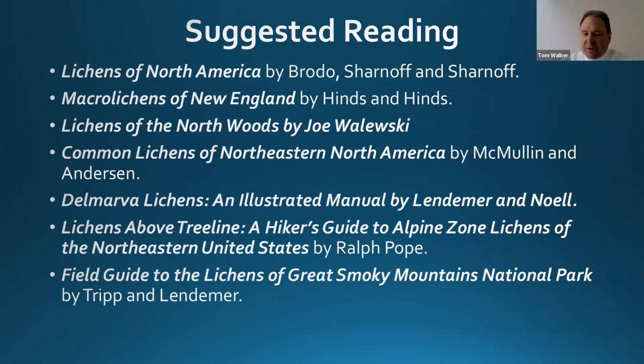Macrolichens are basically the fruticose and foliose species, so it does not include crustose lichens, but it does have every fruticose and foliose species in New England, so I recommend that one. But if you're just getting started out, Lichens of the North Woods by Joe Walewski is a great book. It's centered out of the upper Midwest, but it has a lot of the same species. It's a small book, and you can easily take that out into the field.